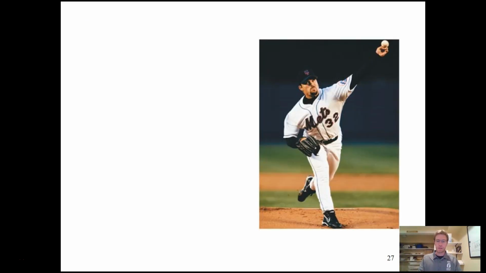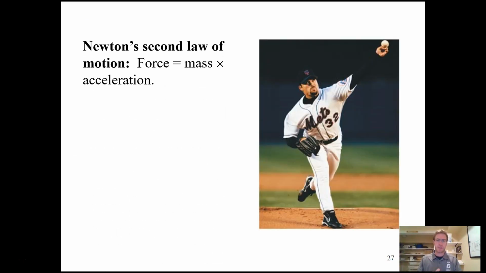Now, Newton's second law of motion. What it tells us is that the net force of an object is equal to its mass multiplied by its acceleration. So really, you can think of Newton's second law as the situation where you do not have equilibrium, when the net force does not equal 0, and instead it's equal to its mass multiplied by its acceleration.